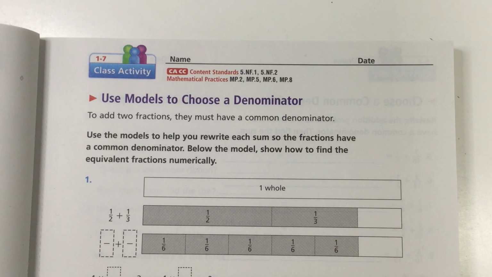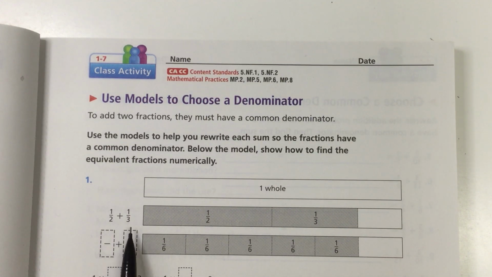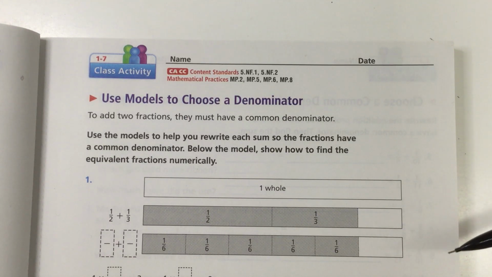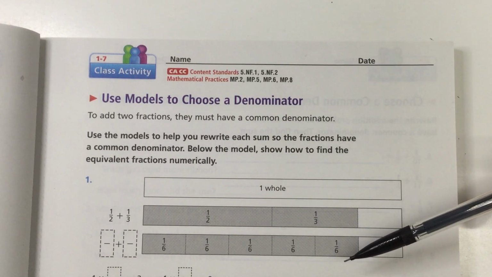Okay, fifth grade. Here we are on page 17 of our SAB, lesson 7 of unit 1. And today we're going to be looking at what do we do when we have to add fractions that have different denominators, so they don't have a common denominator. And here you can see that we're starting out by using models to help us.